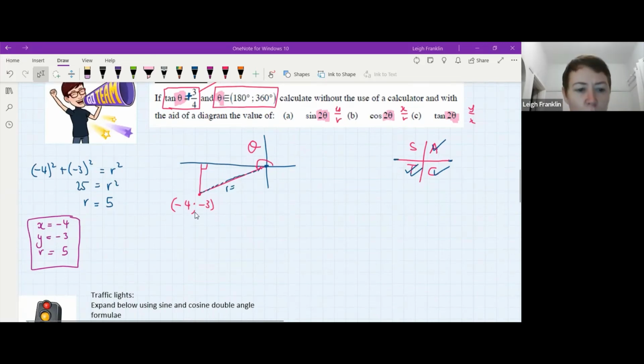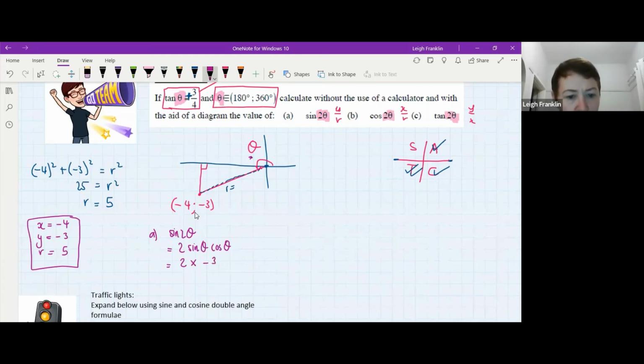So the first question wants me to work out the value of sine 2 theta. Now, this diagram is in terms of theta, not 2 theta. So if I want to work in terms of theta, I've got to expand my double angle. So I will get a mark for writing this is equal to 2 sine theta cos theta. So we interpret that as 2 times sine theta, which is y over r, so -3 over 5. Cos theta is x over r. So this is minus 4 over 5.